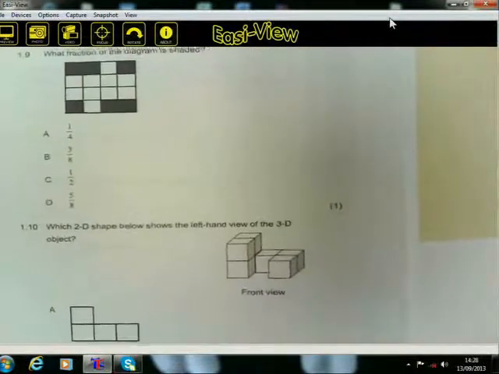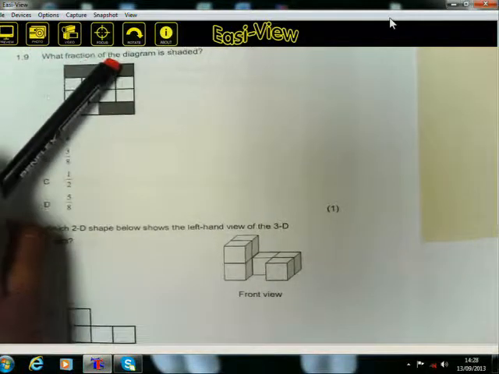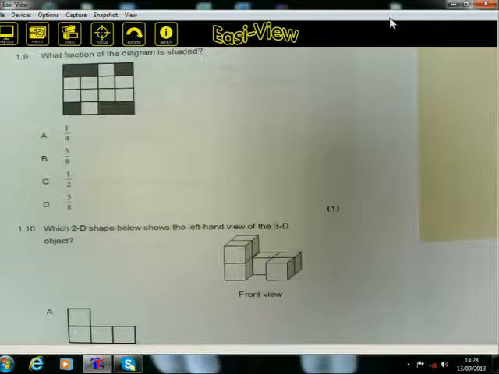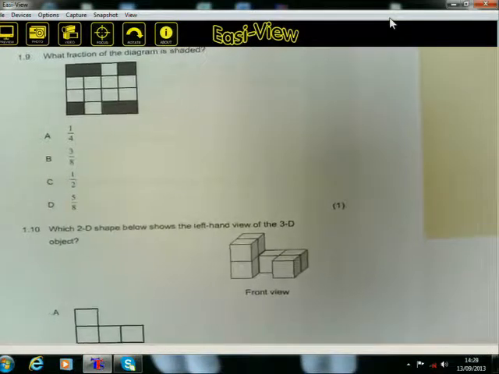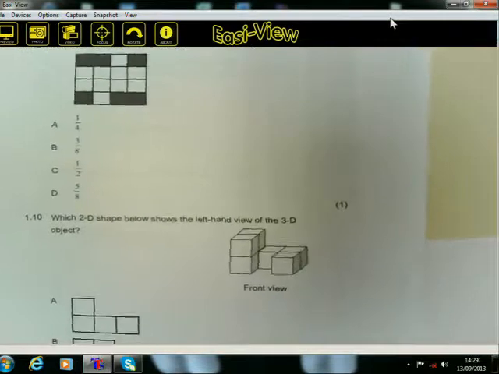Let's go on. The question paper here. Let's look at the question paper. What fraction of the diagram is shaded? And then we have our memo here. Let me put my things in order here. I think I must move. Okay, here is my memo. The question paper, the multiple choice was easy. I want to explain things on the memo here.